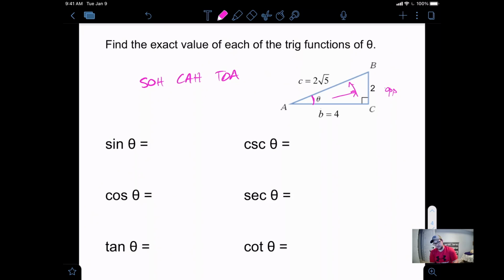The side across from the right angle is still going to be the hypotenuse, always is, always will be. And then whatever's left is your adjacent side. Now, in this situation, when we get to sine, sine will be the opposite over the hypotenuse, so it'll be 2 over 2 square roots of 5.